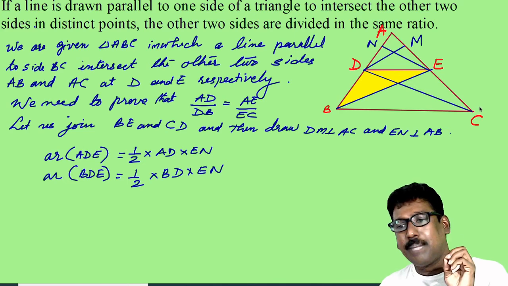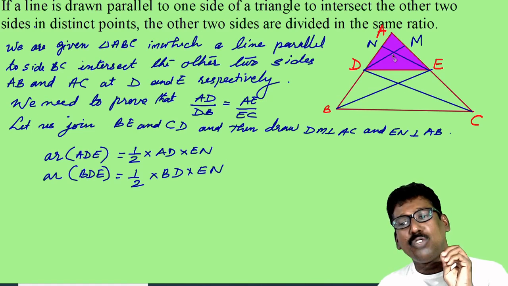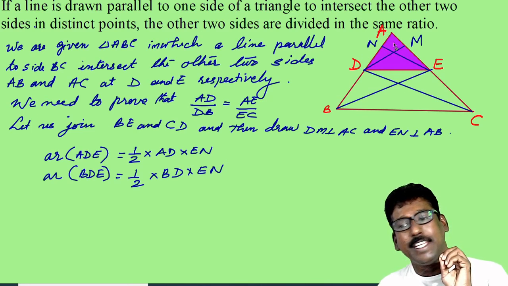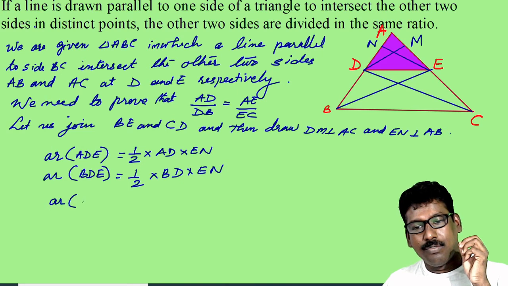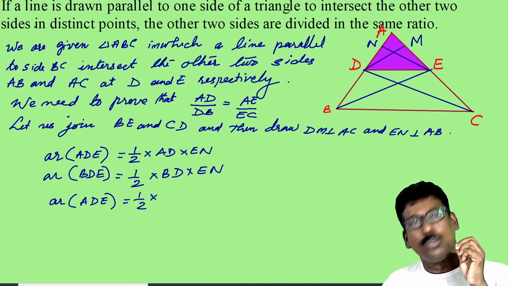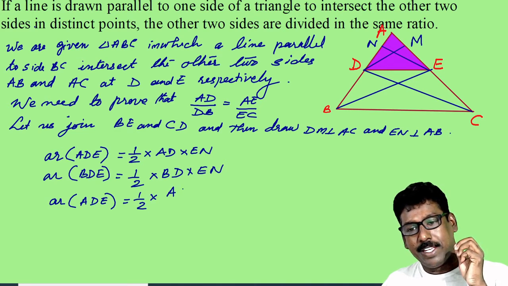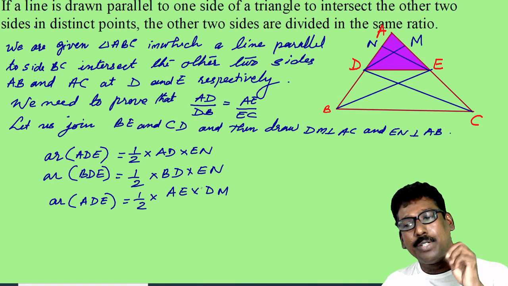Now again, let me consider triangle ADE. Here, I want to find out area of triangle ADE with base AE. How will you find out? You can write area of triangle ADE is equal to half into, let me take base AE, then its height will be the perpendicular to AE, that is DM. So this you can write as half into AE into DM.